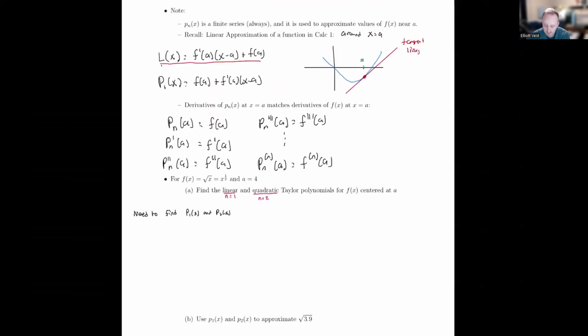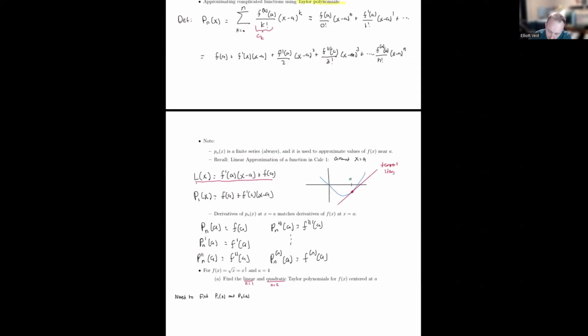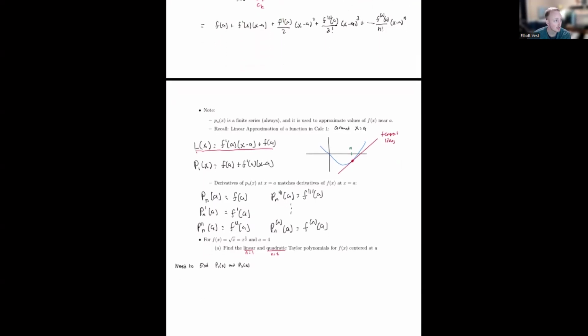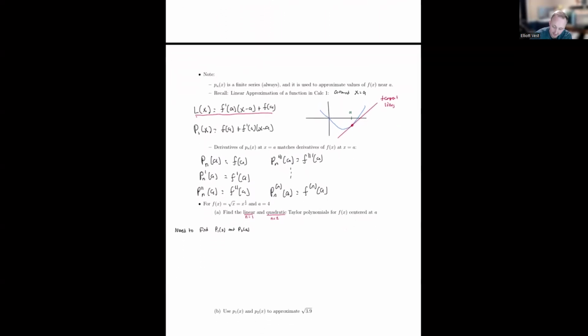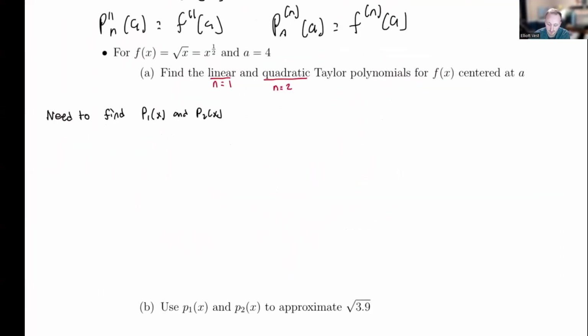And it's always going to be the same thing here. P1 of x is up to the first derivative. P2 of x is up to the second derivative here. And our f is different. Our a is 4 now. We can look through this here. So let's just go straight with the formula though.